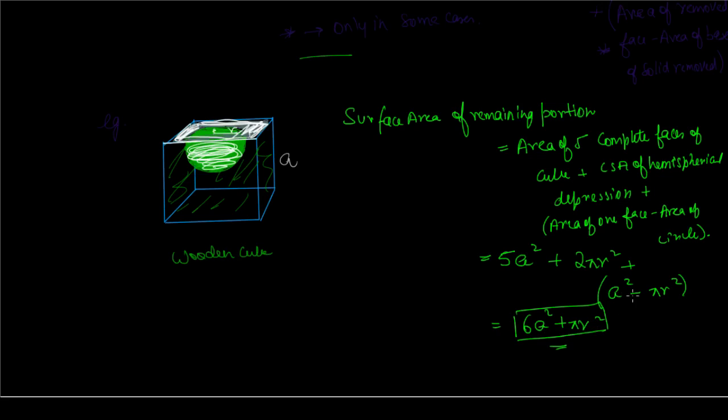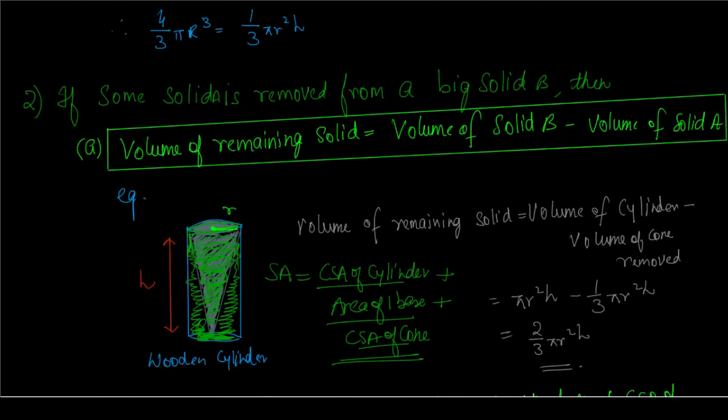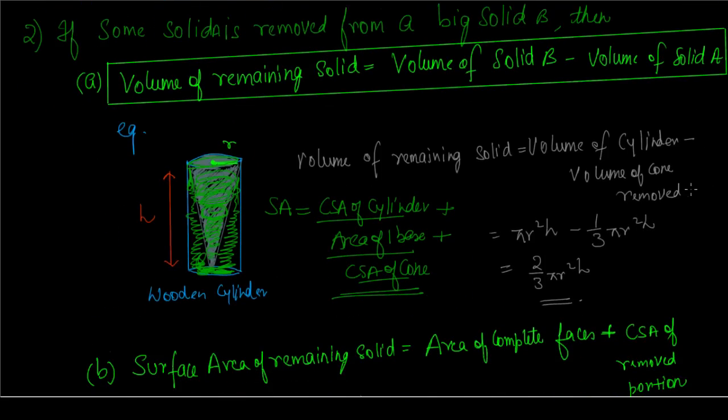So 6a square, when you open the bracket, you get 5a square plus a square. So 6a square plus 2 pi r square minus pi r square, which is 6a square plus pi r square. And then you can substitute the values and get your total surface area of this remaining solid. Right? So I hope the concepts are absolutely clear. I've gone over the concepts and the formulae of this chapter.